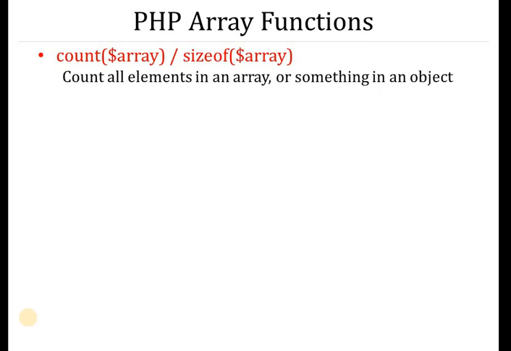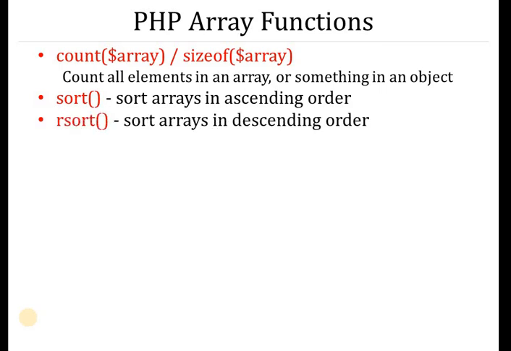Now let's see the functions that are useful to access or manipulate your array data. First is count or sizeof, which counts all the elements in an array or something in an object. For example, if an array has 3 elements, count will return 3, or sizeof will return 3. After that, sort, to sort an array in ascending order. Then rsort, reverse order, which sorts an array in descending order.